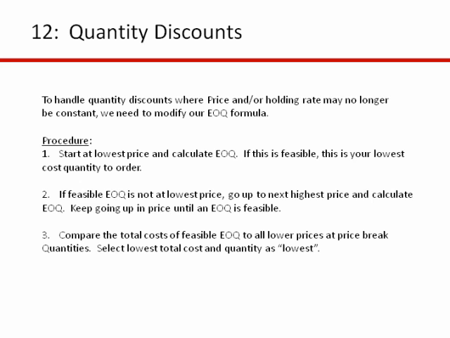And then the last step is to calculate the total cost for the feasible EOQ quantity and all other lower price break quantities, and then select the lowest total cost. So that sounds really complicated, but I have an example here that I think will show you these 3 steps.